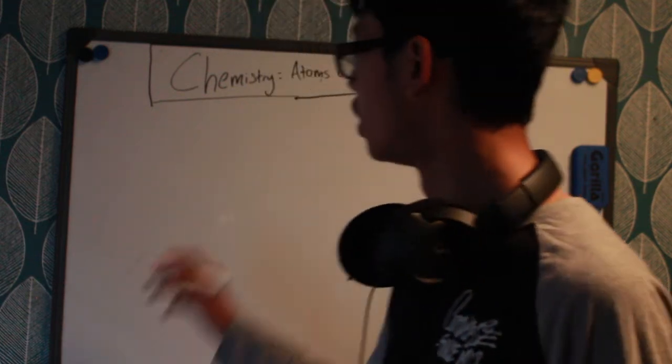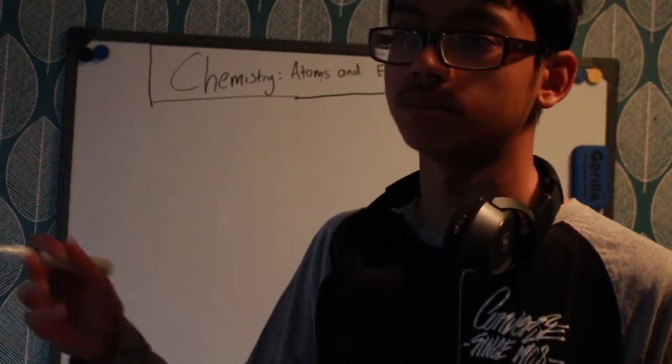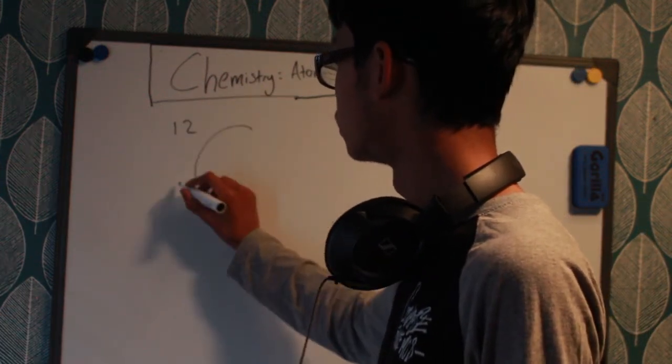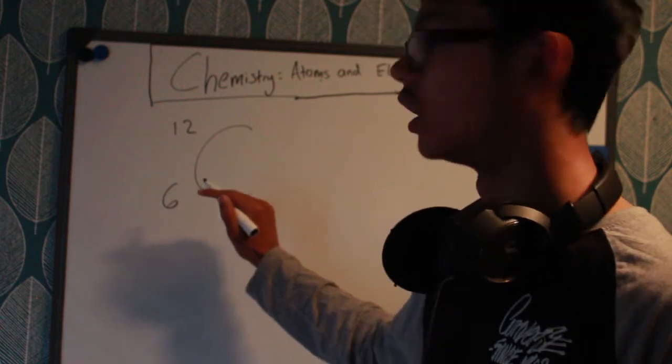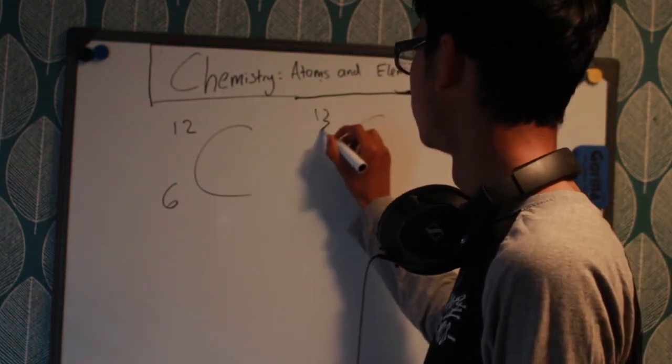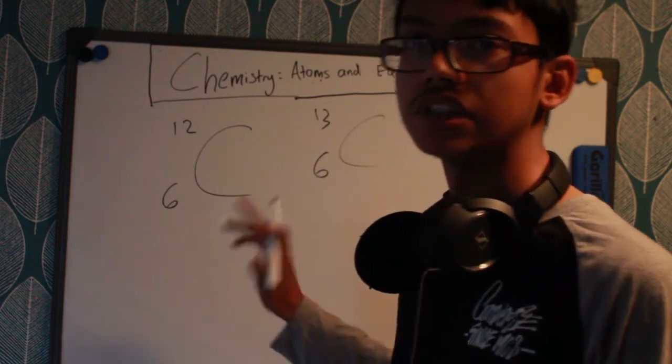So again, let's take carbon 12 for example. When I say carbon 12, the number is basically the atomic mass. So let's do C12 and 6. That's the original element. Now, the isotope of this carbon, for example, would be carbon 13. It will still have the same number of protons but a different number of neutrons.